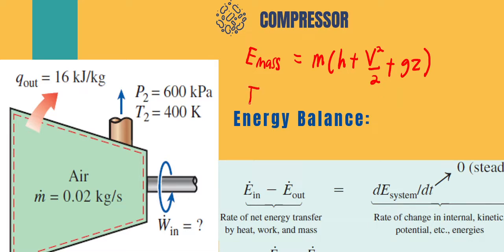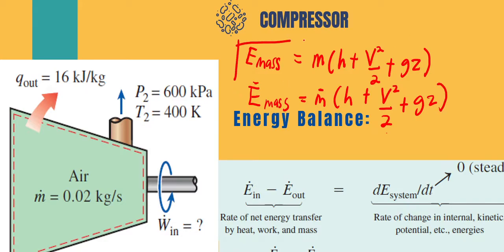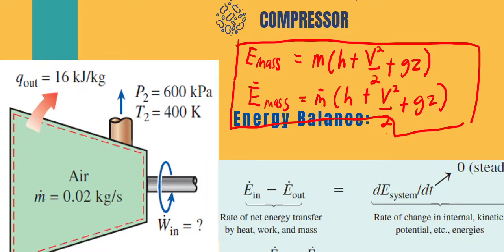And you can also write it in terms of rate. This will equal the mass flow rate times the enthalpy, and then the change of kinetic energy plus the change in gz. Sorry, this is kinetic, this is potential energy. So this is energy transferred by mass.